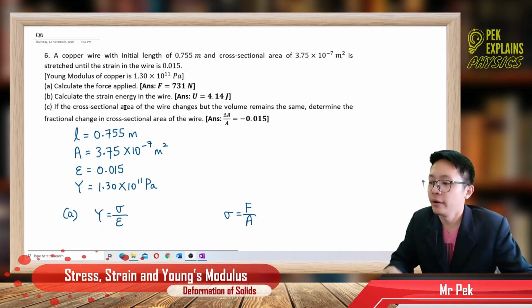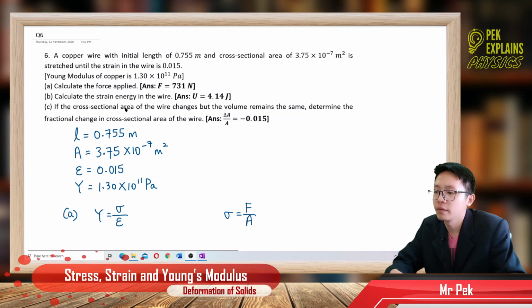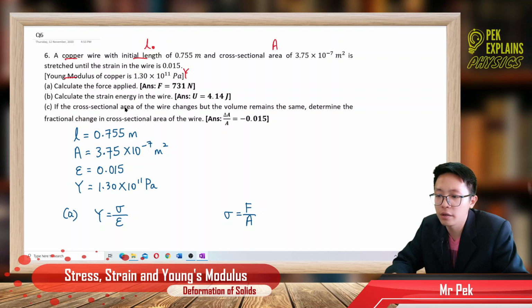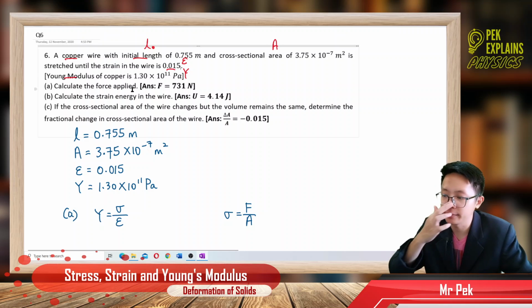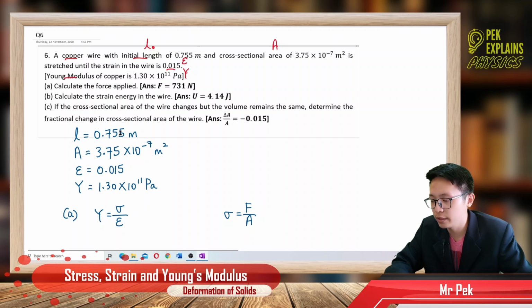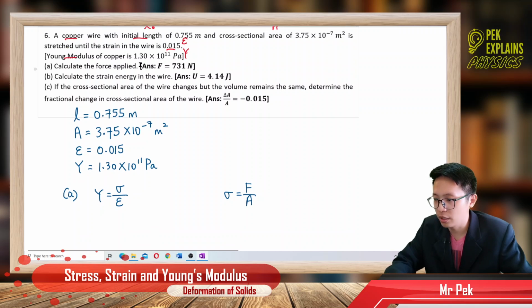Okay, so given the initial length, and this is a copper wire. So the Young modulus given, this is the Y for copper, 1.3 × 10^11. Initial length given, cross-sectional area given, and stretch until the strain. This is the strain, epsilon. The strain has no unit. Find the force applied. Okay, so information given: L, area, strain, Young modulus.